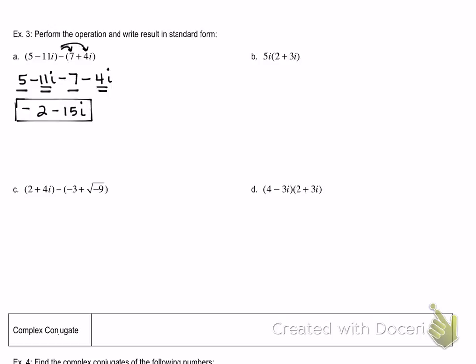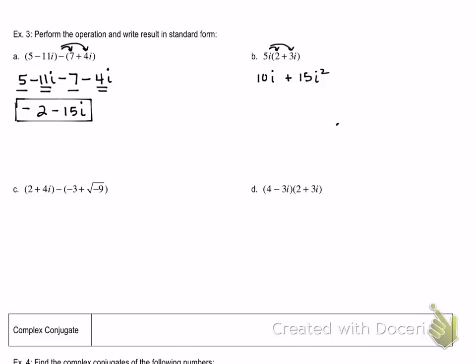All right, so part B. This is multiplying. And notice that I just have this one term out front, so we're going to use the distributive property. So we'll get 10i for that first term, plus, and then now just multiply the like stuff together. So 5 times 3 is 15, and then i times i is i squared.